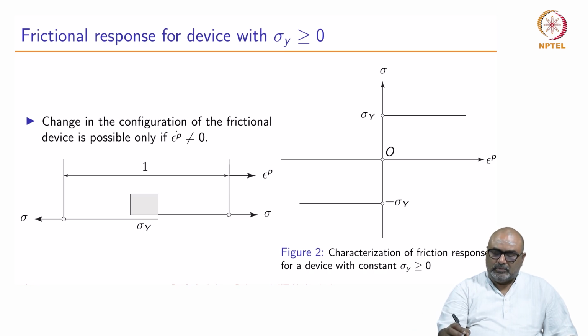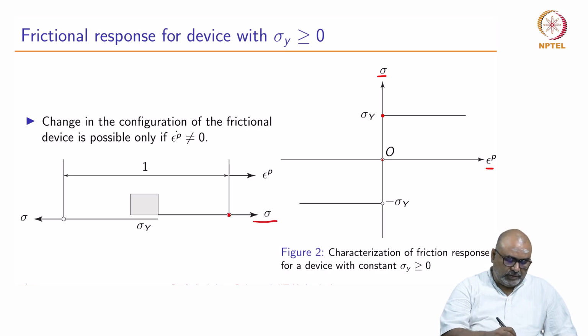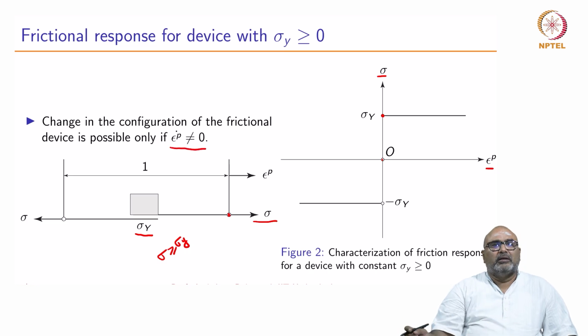So, this is the plot between sigma and epsilon p. When sigma reaches sigma y, there is a slip in the frictional device. This is the applied stress sigma. When sigma is greater than or equal to sigma y, there is a slip in the frictional device, and that slip is defined by a non-zero value of epsilon dot p. Beyond the stress value of sigma y, there is an increase in epsilon p. Until then, epsilon p is equal to 0.